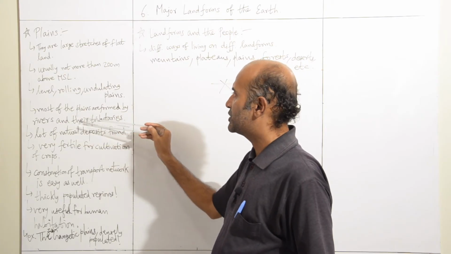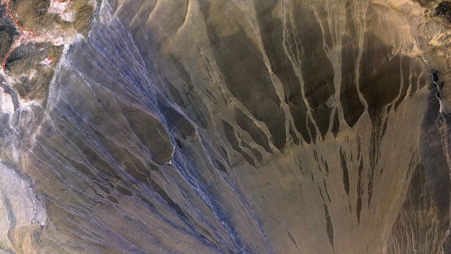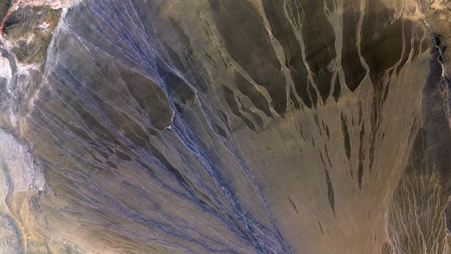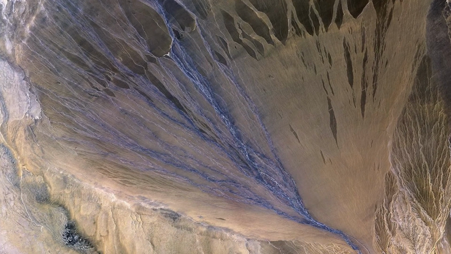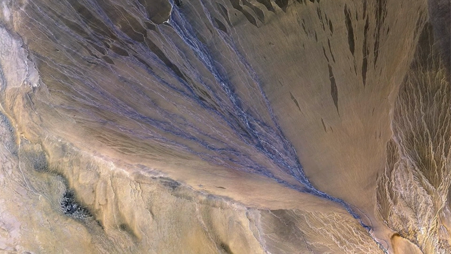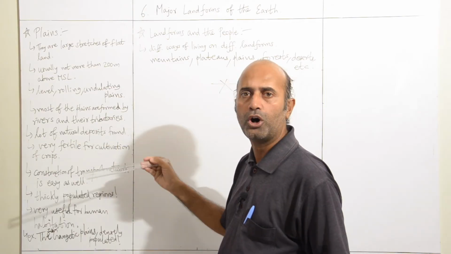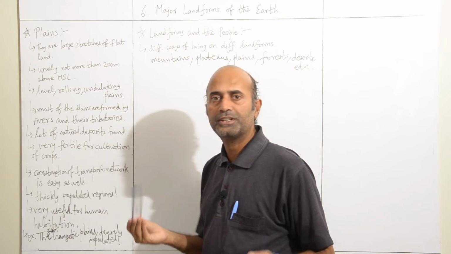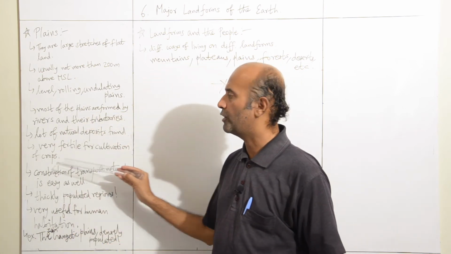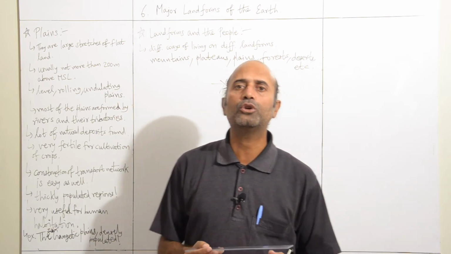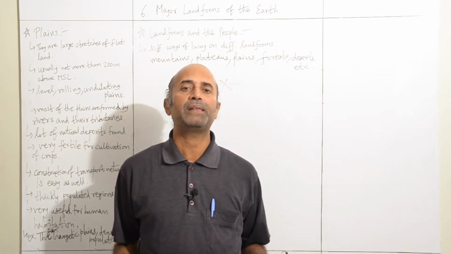Most of the plains are formed by the rivers and their tributaries. During the course of their journey, the rivers carry a lot of deposits along with them. These deposits are finally deposited on the plains. So due to this reason, a lot of natural deposits are found on the plains, and due to this reason, they are very fertile for cultivation of crops. Even plateaus are very good for cultivation of crops, but plains are even more fertile than the plateaus.